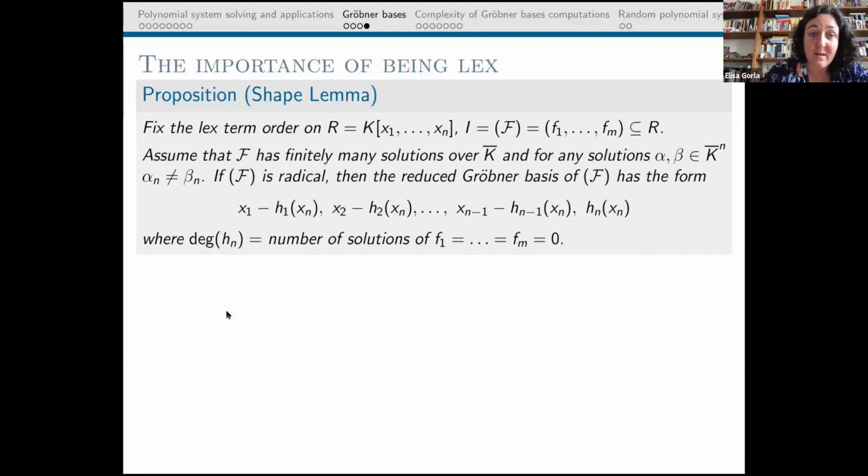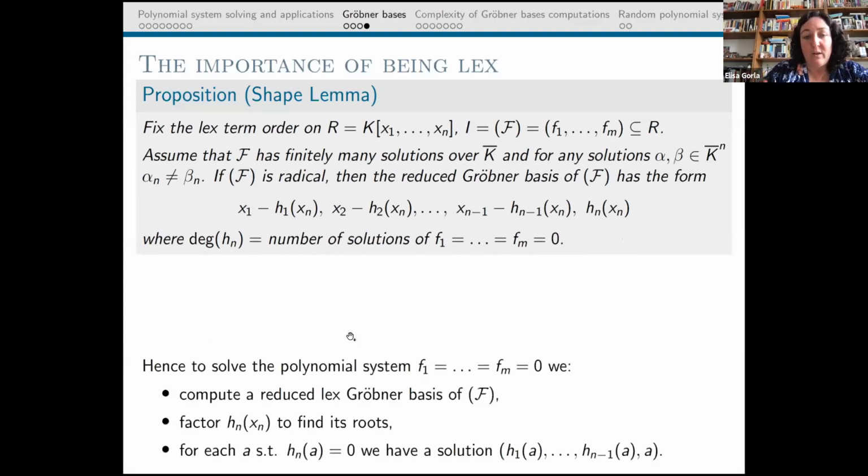Okay, and why is that? Because if I want to solve a system, I can compute a Groebner basis of the ideal that the system generates. Then I look at this univariate polynomial, I find its solutions, and then for each solution, I plug it in all these polynomials to find the value of the other variables. So once you have the Groebner basis, this shape lemma tells you that you have the solutions of the system. This is why Groebner bases allow you to compute solutions.